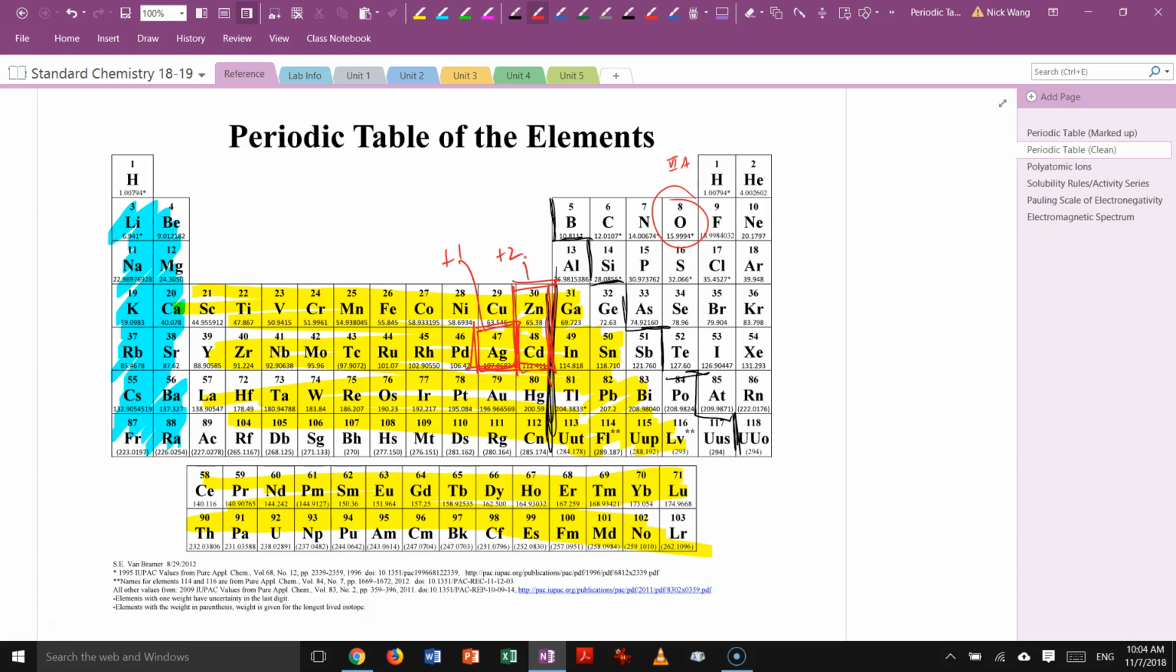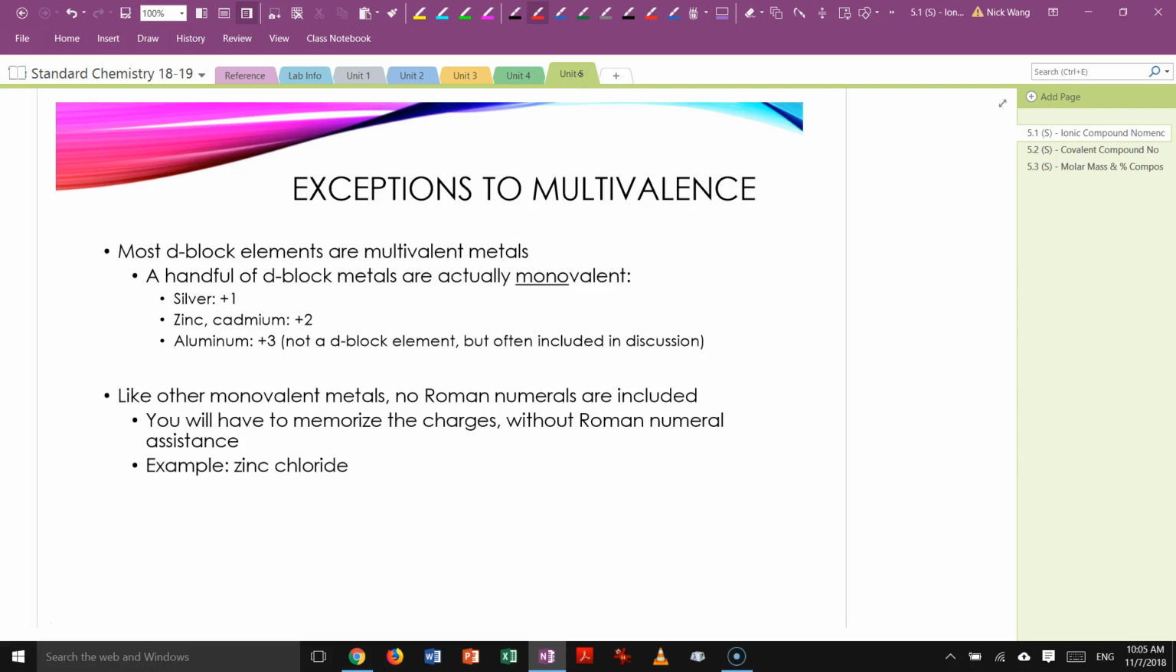One more thing that's included is aluminum. Aluminum is technically not a D block element, but it's important to specify it anyway. This is going to be +3, and there's a little mini grouping here. You can see that there's a pattern. With Ag, Cd, Zn, Al, all those right there follow this pattern of being exceptions. So it's not like you're randomly picking them out. You just have to memorize a little pattern there to know which ones are considered mono or multivalent.